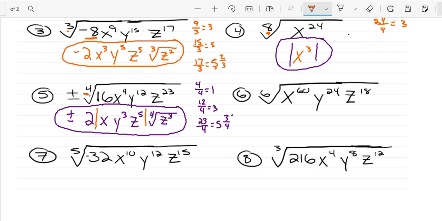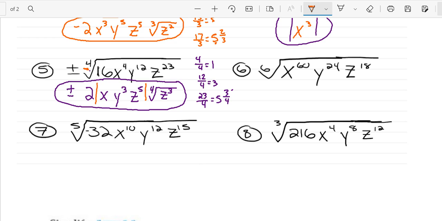All right, I'll do number 6 with you guys, and I'll just post the last couple of answers. So here we go for 6. 60 divided by 6 is 10, so that'll be x to the 10. 24 divided by 6 is 4, so that'll be y to the 4. And 18 divided by 6 is 3. That'll be z to the third. This is an even root, so we do need to worry about absolute values around any odds, and we have 1. So that's our answer.